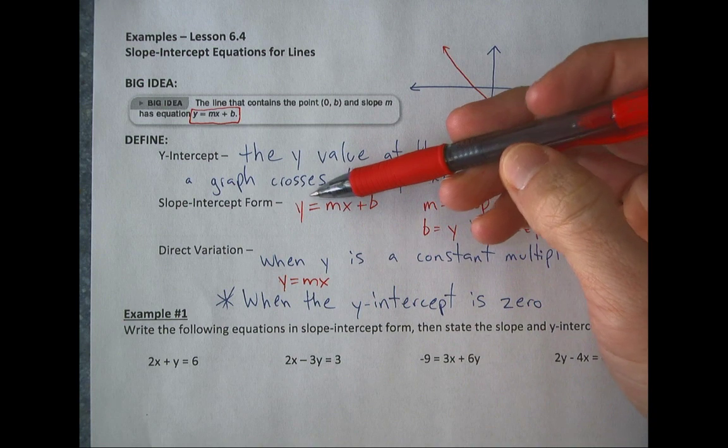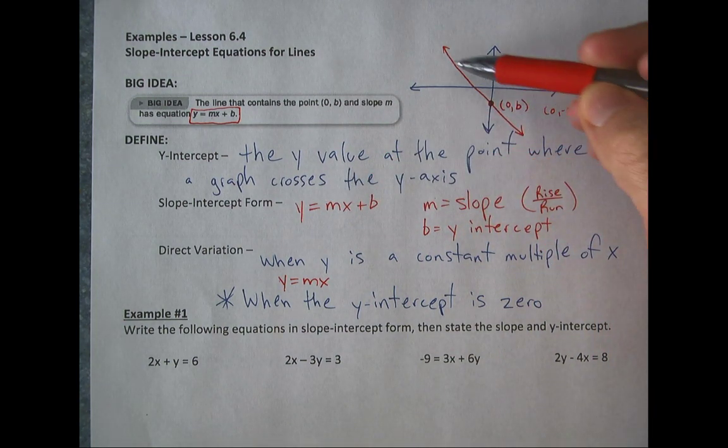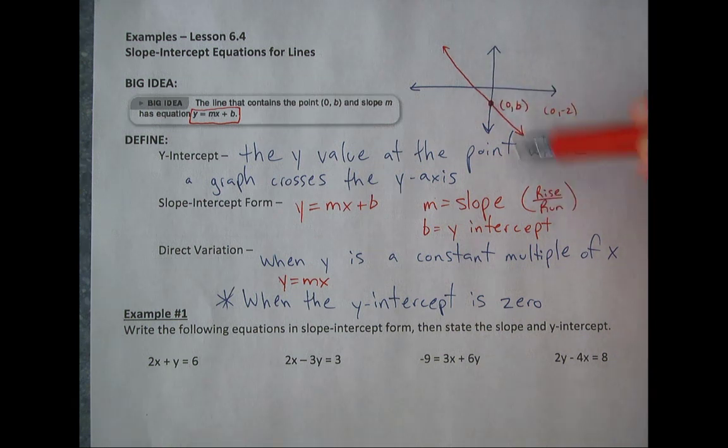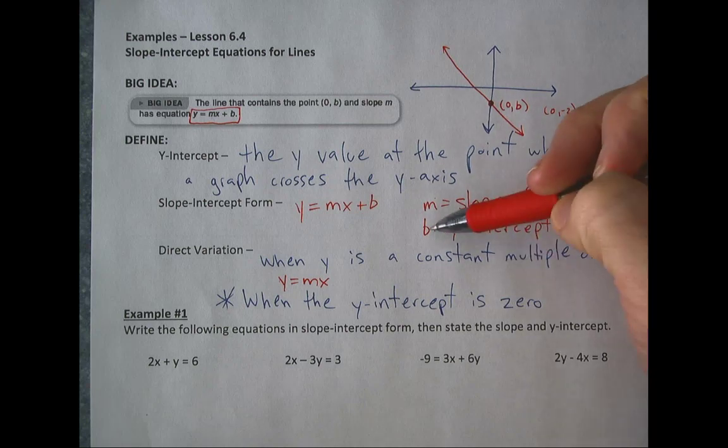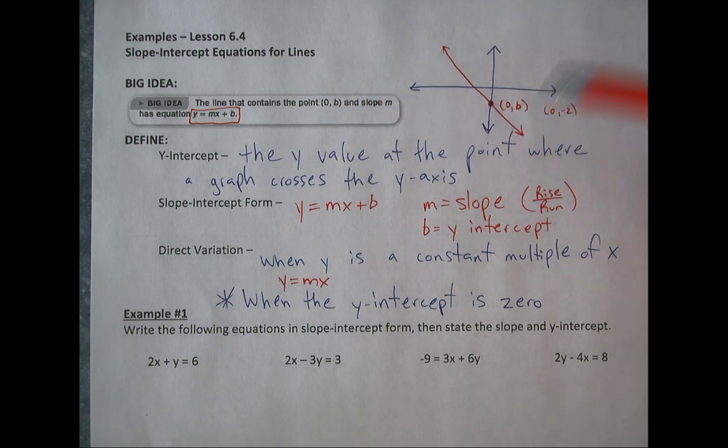So the slope-intercept form is y equals mx plus b. We know that. m is the slope, which again, remember, this would be a negative slope. That shows, is it going down? Is it going up? It's the rise over run. And b now, we're going to talk more specifically about, is the y-intercept. And again, that's the y value at the point where a graph crosses the y-axis.